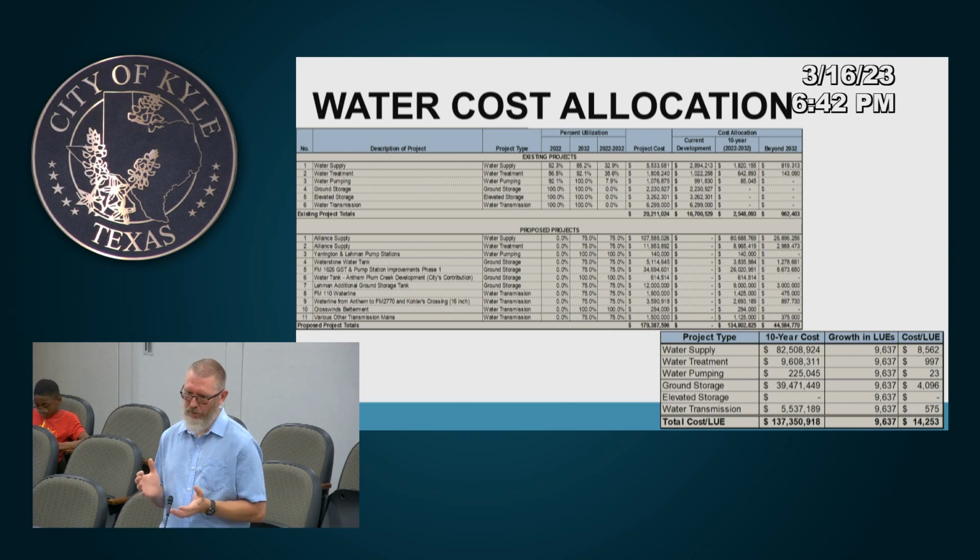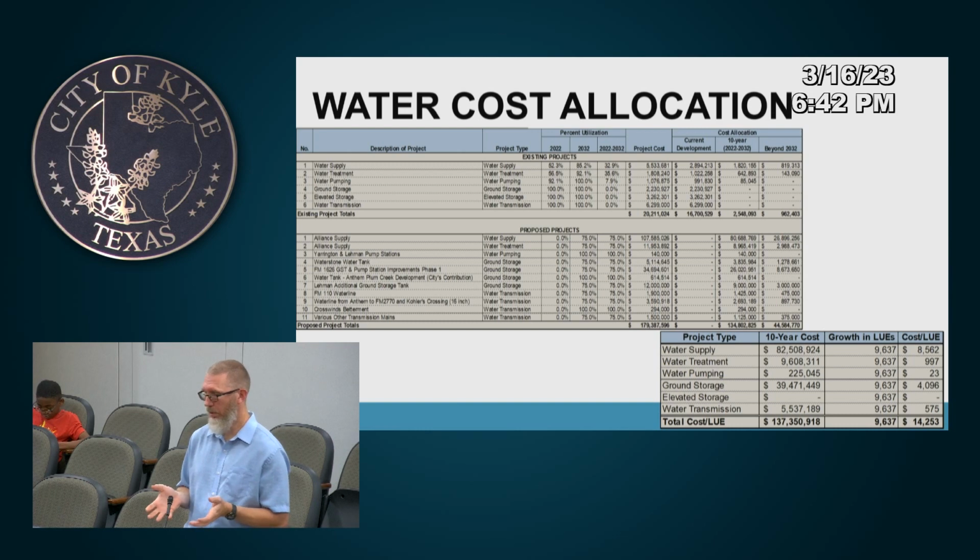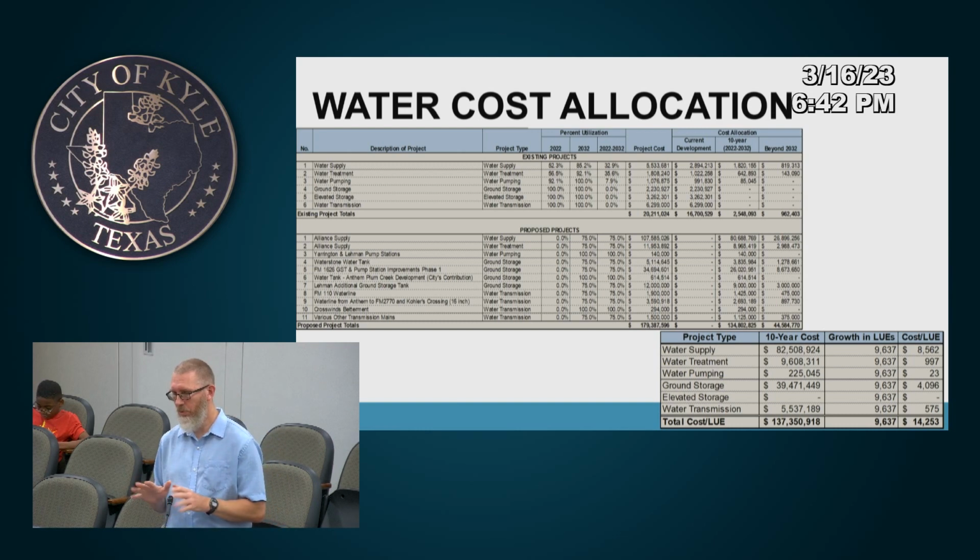So on the water side, in that 10-year column for your existing assets, we have about $2.6 million worth of existing cost for existing assets that we can roll into this impact fee update, and about $135 million worth of proposed projects.